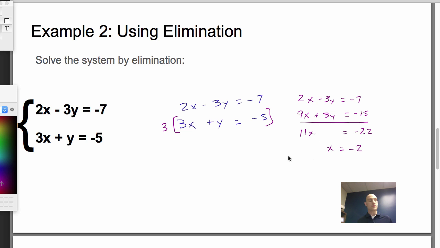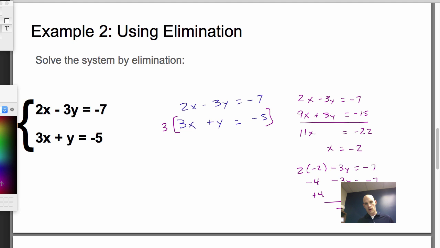So if I subbed it back in, I'd go 2 times negative 2 minus 3y equals negative 7. And so negative 4 minus 3y equals negative 7. Add 4.